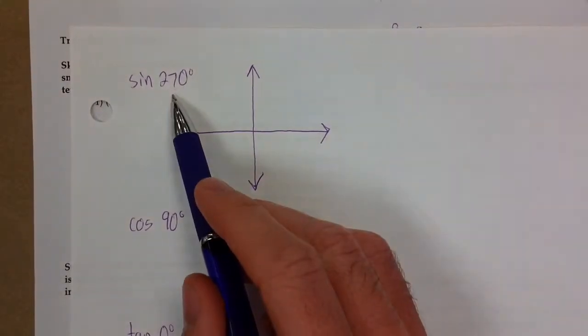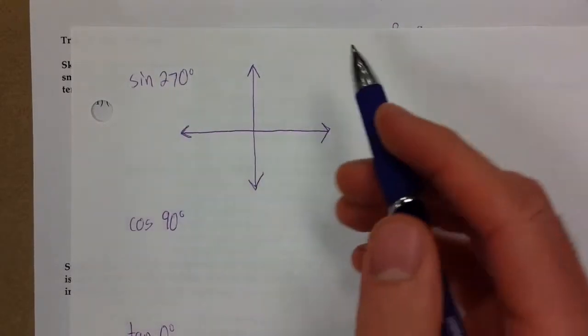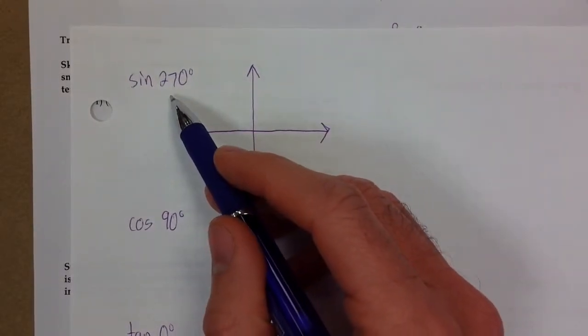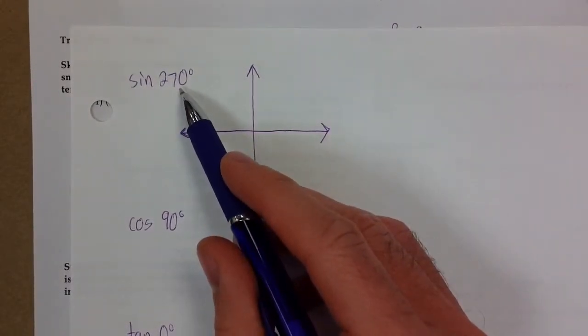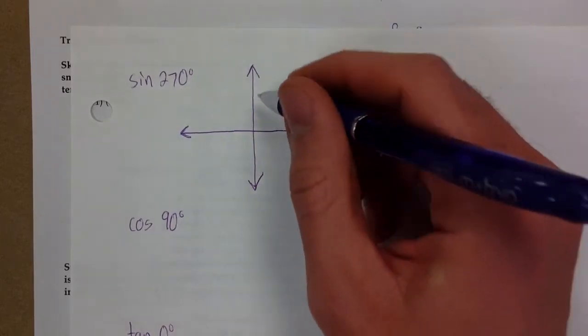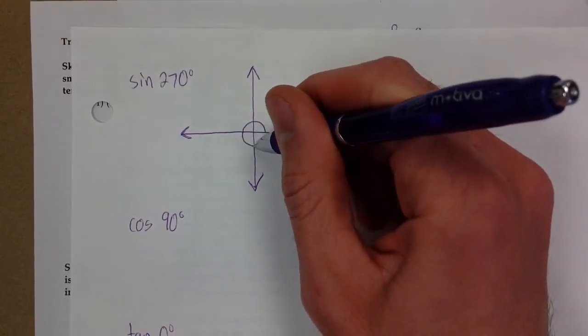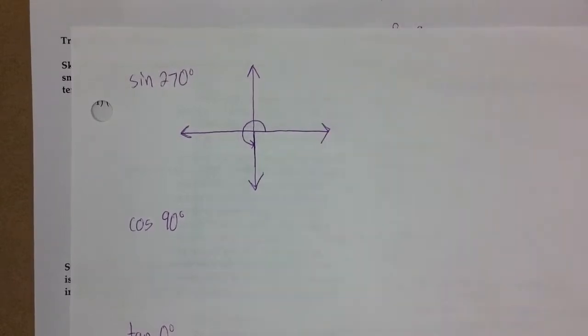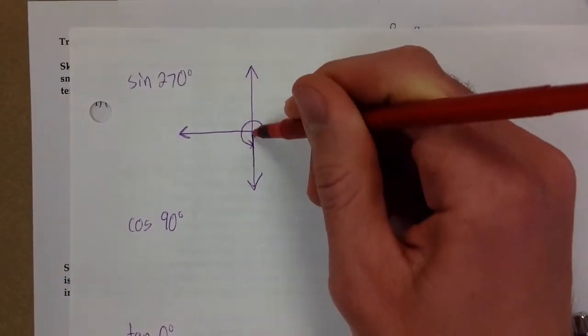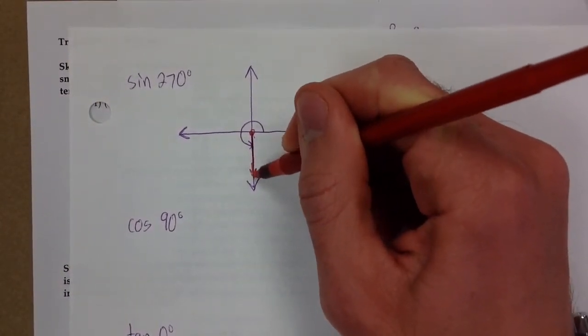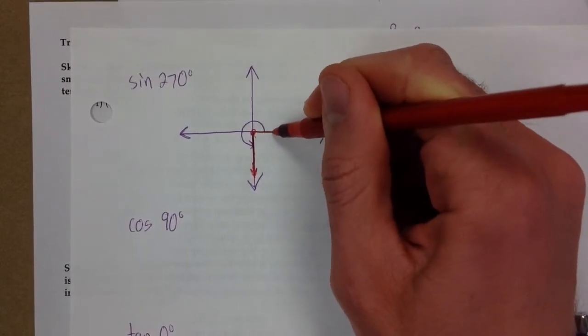So sine of 270, you really can't draw a triangle. But you can still find the sine of 270. You need to know what 270 looks like in standard position. It points down. There's a different color here. So that's your terminal side.